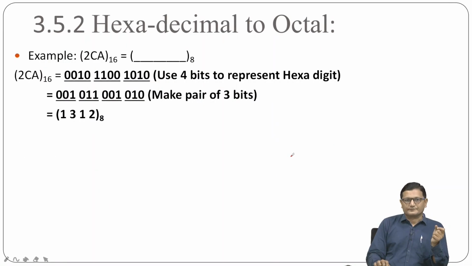Let's suppose 2CA is the hexa number which is given to you, and you have to convert it into an octal number, right? So what you will do is consider this 2 and write the binary of 2 here in a pair of 4 bits, because this is a hexa number. Then C, so C will be represented as 1 1 0 0. A is 10, and how can you represent 10? 1 0 1 0, right? A represents 10.